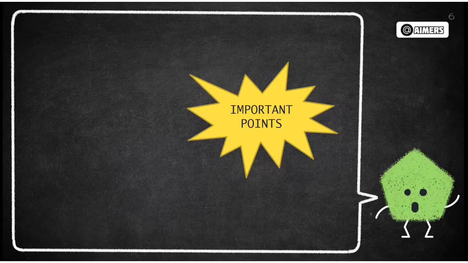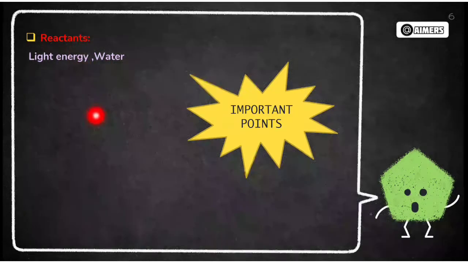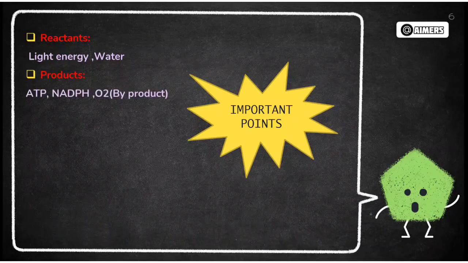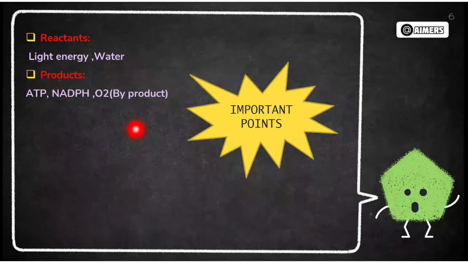Now, what are some important points which you have to remember for non-cyclic photophosphorylation? Firstly, the reactants are the same as those of the light reactions, because it is a form of light reaction: light energy and water. And what are the products which will be formed? That is ATP, NADPH and oxygen. Oxygen is actually a byproduct. The main products are ATP and NADPH. ATP has chemical energy stored in it, while NADPH provides the reducing power.